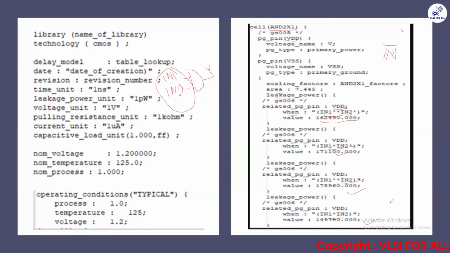The header section of your library states the name, creation revision, the different units, and the PVT corners. Then you come inside the cell sections. There are more than 50 parameters defined for individual cells. Sequential cells have even more attributes. So for a basic understanding, I gave you first a cell of an AND gate, with information about its area and its leakage power.